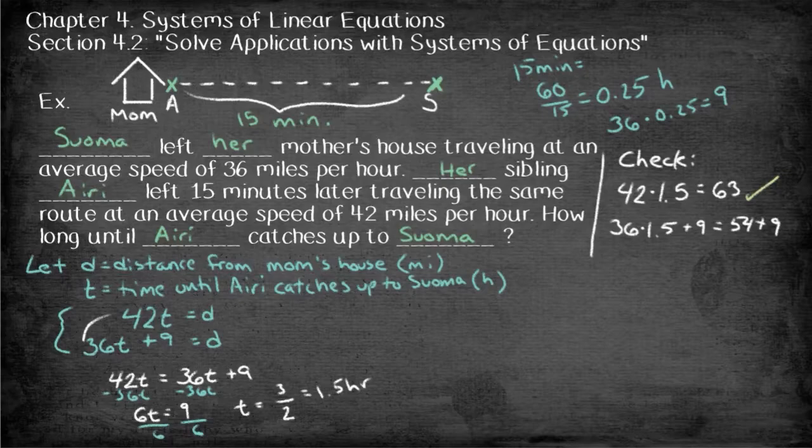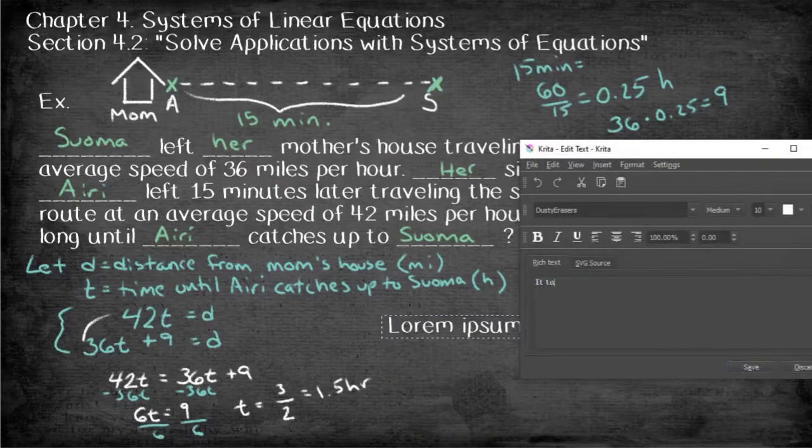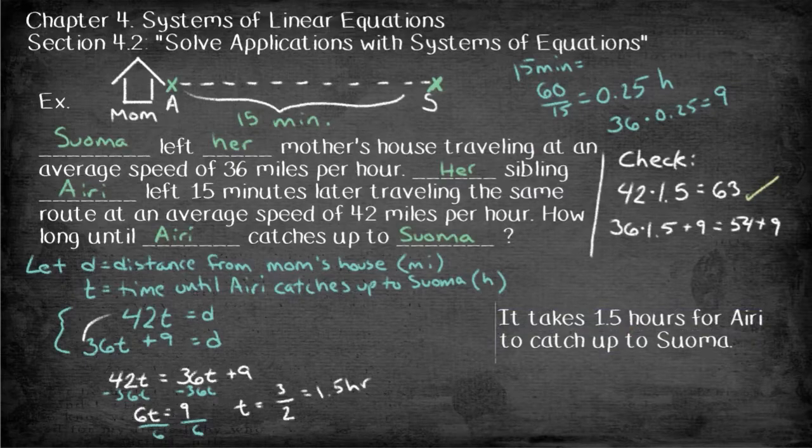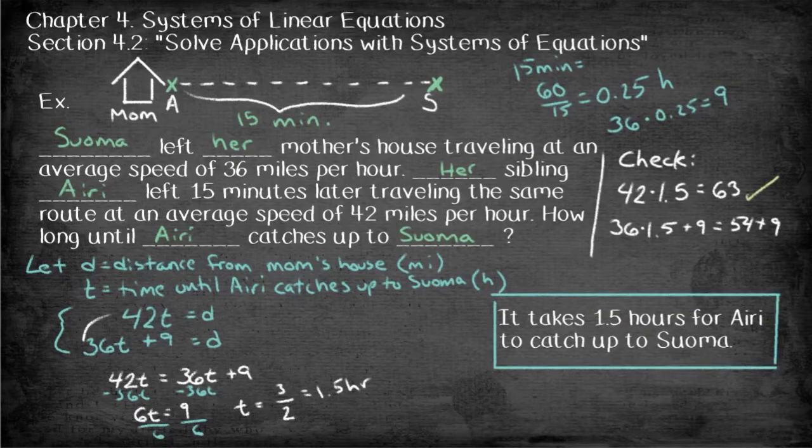Finally, we'll write our sentence. There we have it. It takes 1.5 hours for Irie to catch up to Suoma. And I think I'm going to call it good here on uniform motion. Next up, we'll look at some mixture problems.